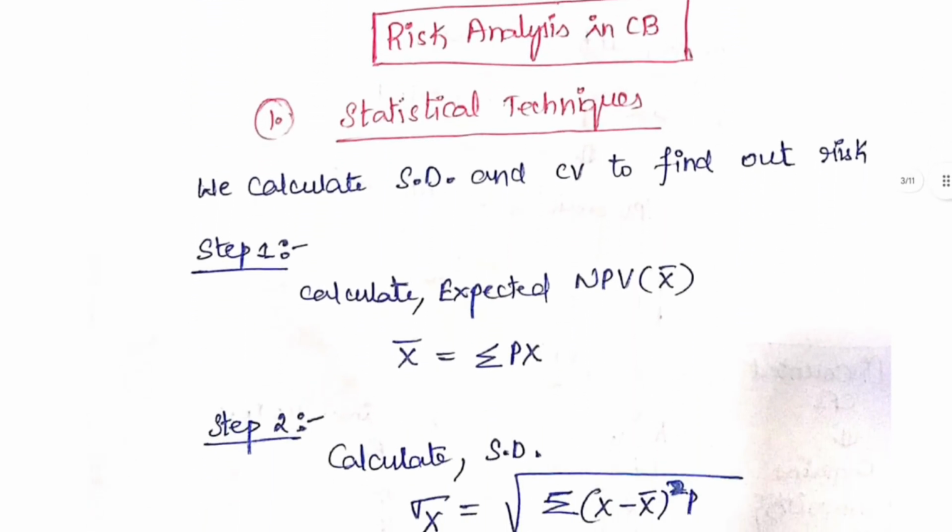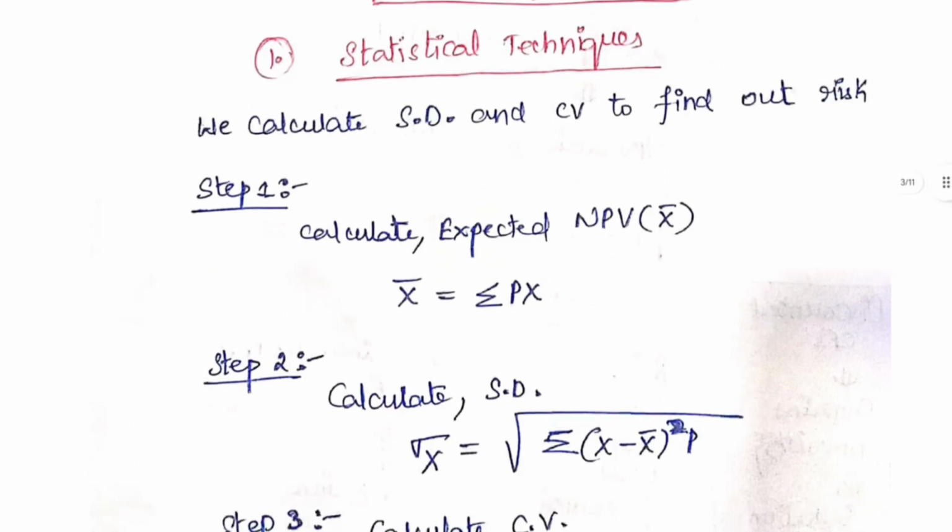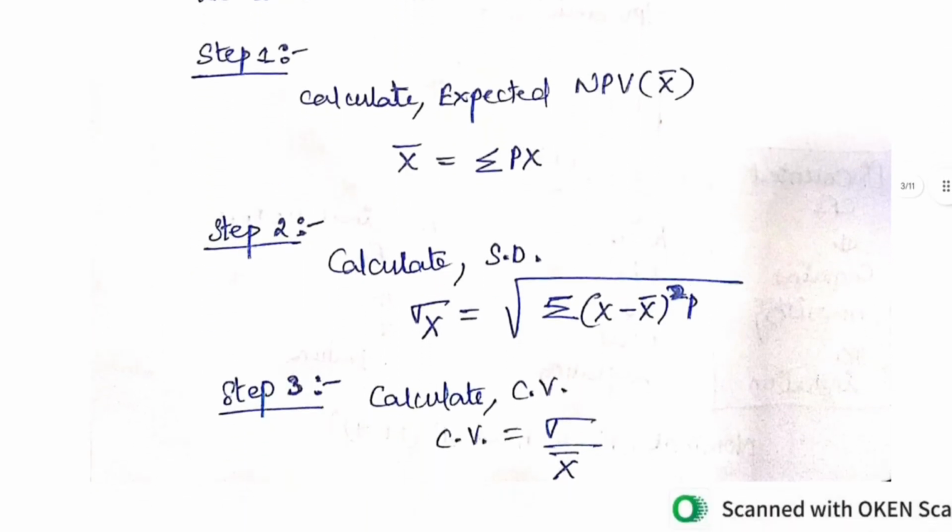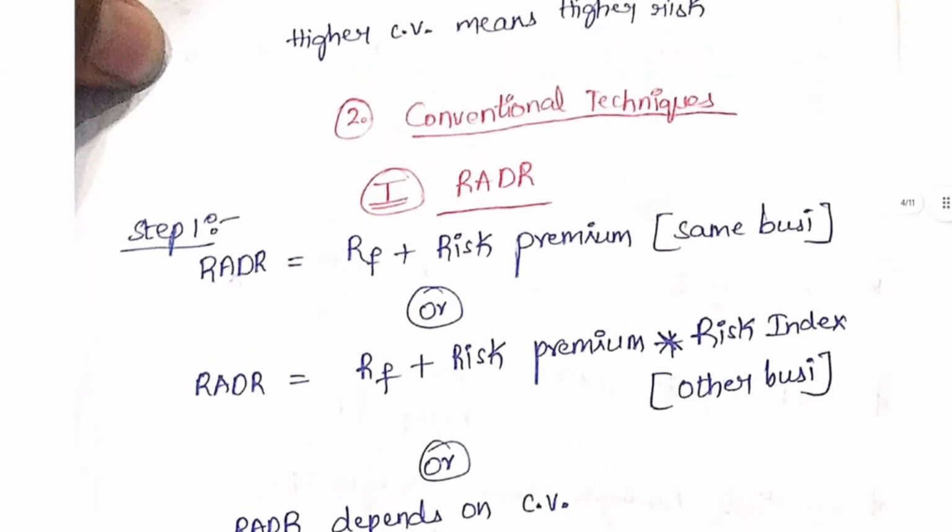Next concept, risk analysis in capital budgeting. Statistical techniques: here we calculate standard deviation and coefficient of variation, that is CV, to find out the risk. Following are the steps. Step 1, calculate expected NPV, that is x bar equals summation of P into X. Step 2, calculate standard deviation: sigma x equals square root of summation of (x minus x bar) whole square into P. Step 3, calculate CV, coefficient of variation: CV equals sigma divided by x bar. Higher CV means higher risk.